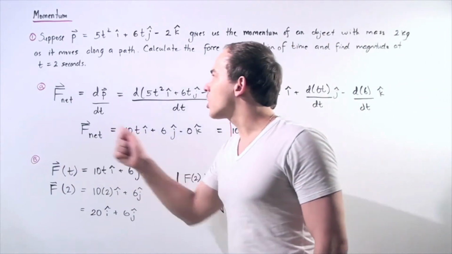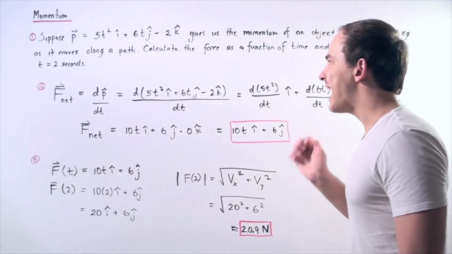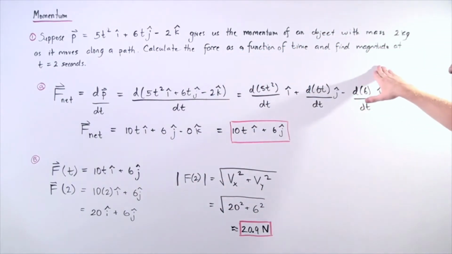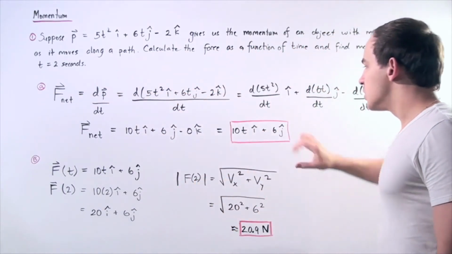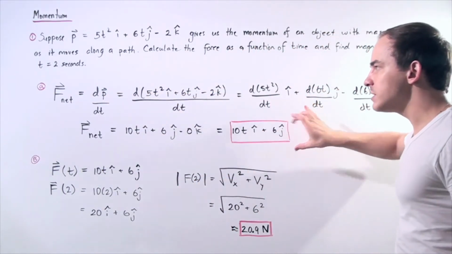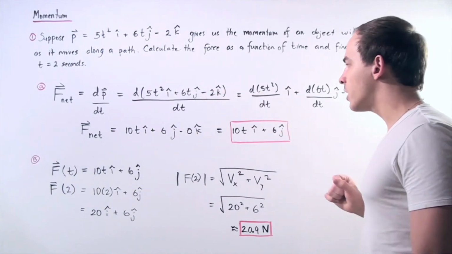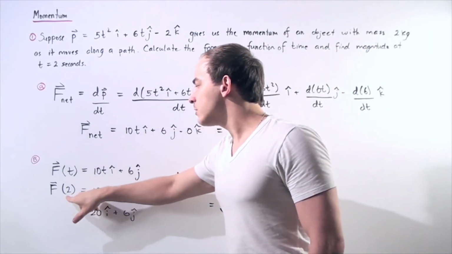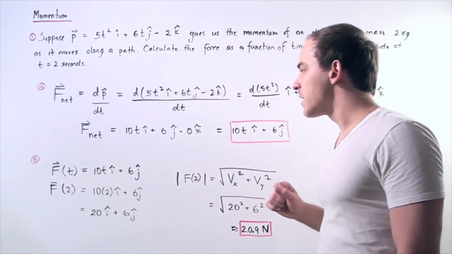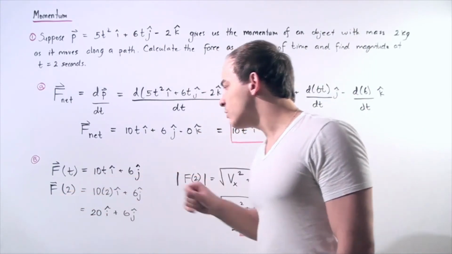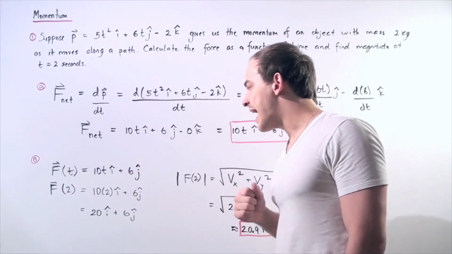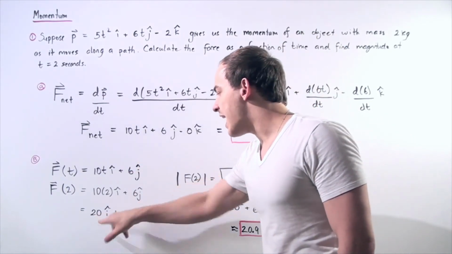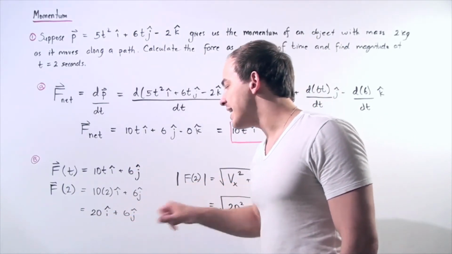So let's go to part B. Now we actually want to calculate the magnitude of the force at time equals 2 seconds. So we take the force function that we obtained in part A, and we plug in our 2 into our function. So F of 2 is equal to 10 times 2 i hat plus 6j hat. So this becomes 20 i hat plus 6j hat.